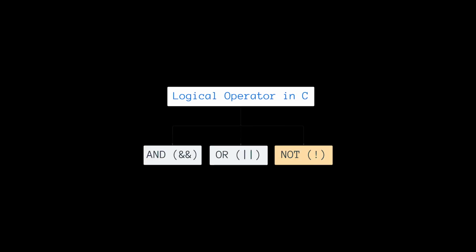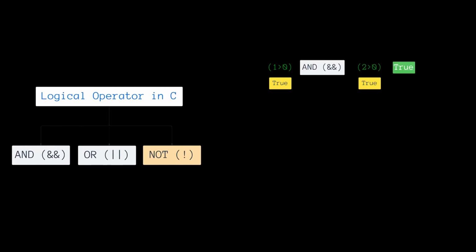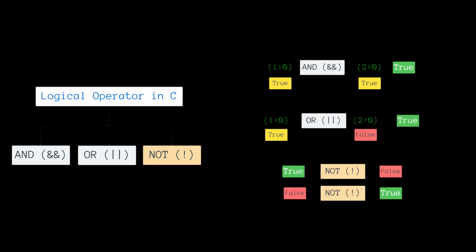Logical operators are used to determine the logic between variables or values. There are three main types of logical operators. AND operator, which returns true only if both operands are true. Second is OR operator, returning true if either operand is true. And lastly, NOT operator, which inverts the value of the given operand, turning true to false and vice versa.